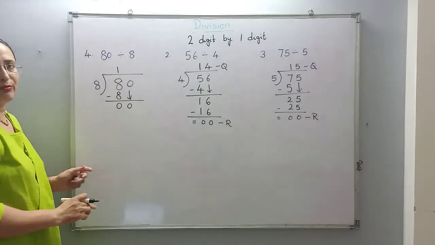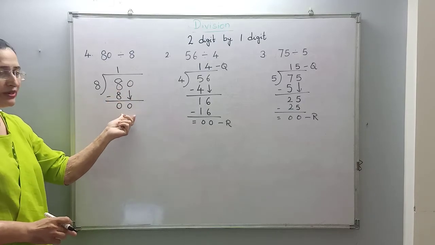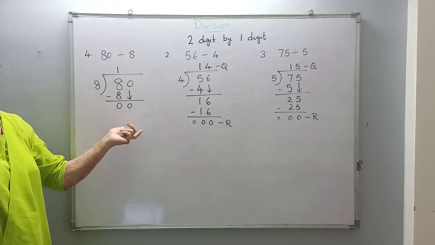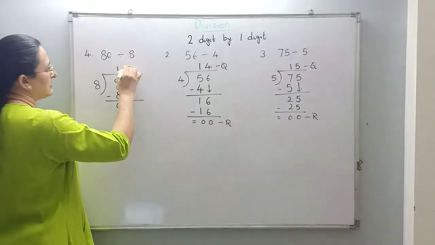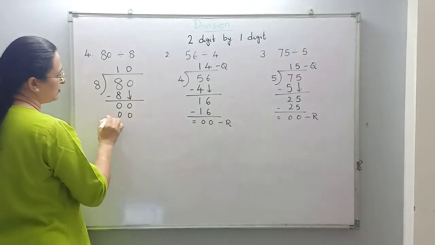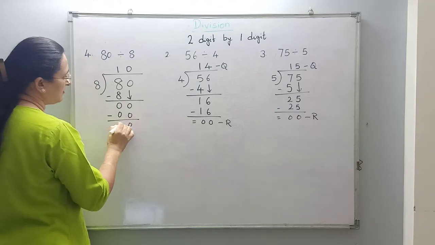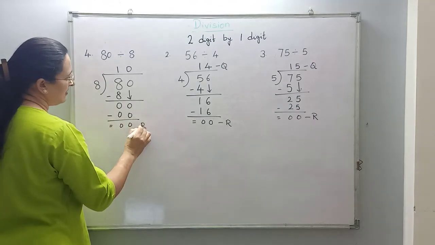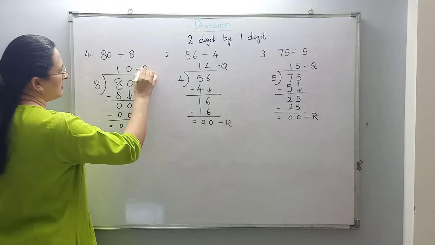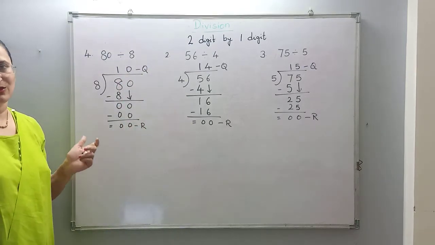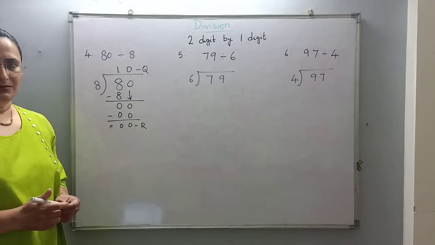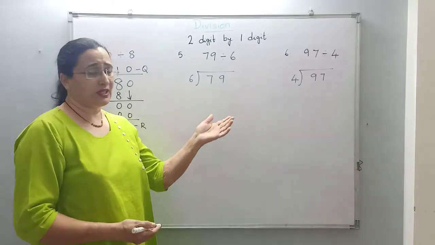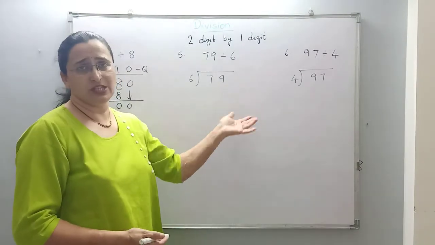Though it is 0, but it's a number. So I have brought it down and I need to divide these zeros. So when here it is 0, we have to go for 8 zeros are 0. And we are going to subtract these two zeros here. And then we have got 0 as remainder and 10 as quotient. Okay. Now we will see two more sums which are a little bit different.